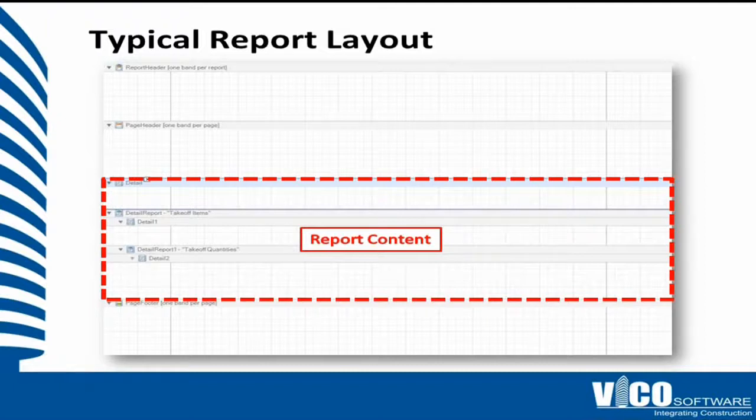Then the most important part is this, what is now highlighted, which is the report content. And the report content shows which categories will be used in the detail band. So we've got here takeoff items and takeoff quantities. The takeoff items word over here that you see is what we call a data binding. So this means that this detail band iterates through the collection of takeoff items that you have in your project. This detail band over here has a data binding for takeoff quantities, which means that it iterates through the collection of takeoff quantities within this set of takeoff items. We'll use that in the takeoff report.